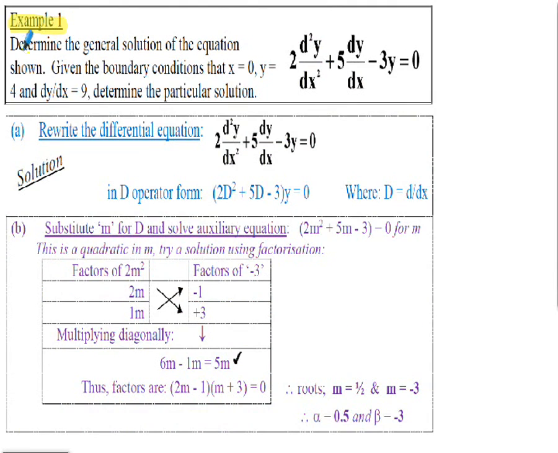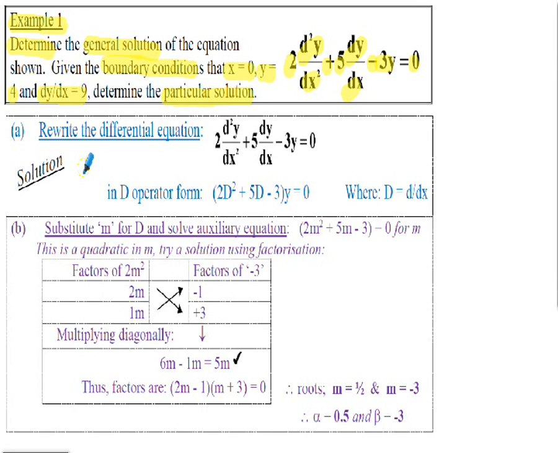Example 1. We're asked to determine the general solution for the equation shown here: 2 multiplied by d2y by dx squared plus 5 multiplied by dy by dx minus 3y is equal to 0. We're then given boundary conditions that when x is equal to 0, y is equal to 4, and the first differential dy by dx is equal to 9. And from this we can find the particular solution.